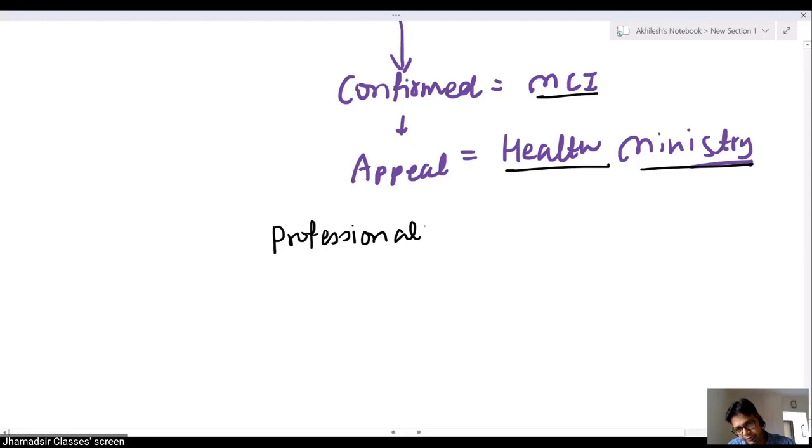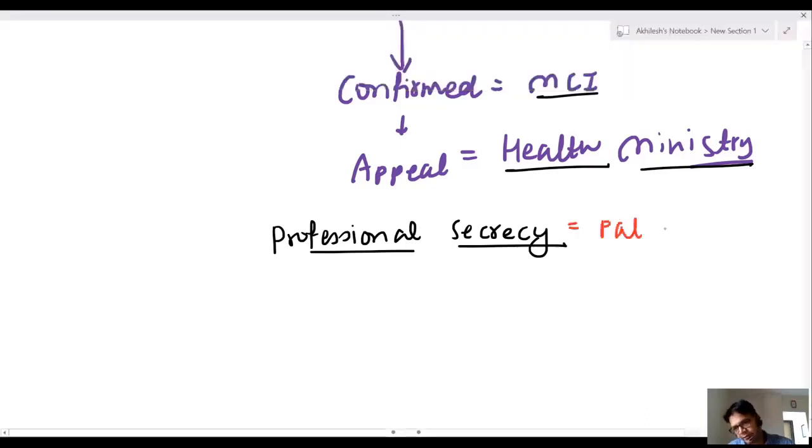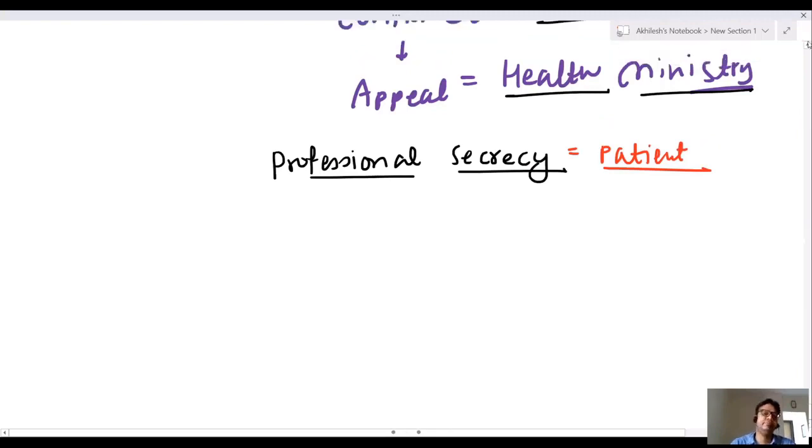professional secrecy. What is professional secrecy? A doctor should maintain the secret of the patient. The secret of the patient should not be disclosed to anyone. This is known as professional secrecy. Not to be disclosed to anyone. But sir, there are some exceptions. What are these exceptions? Known as privileged communication.